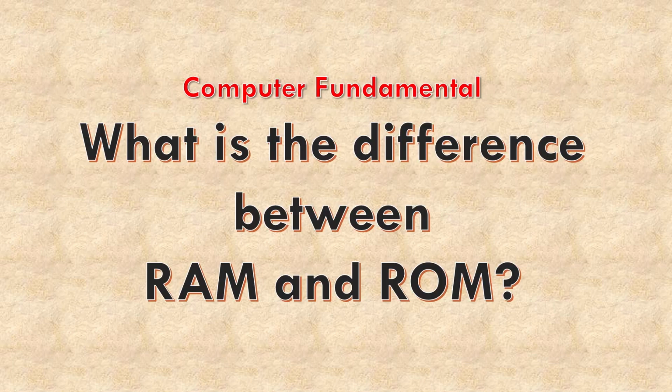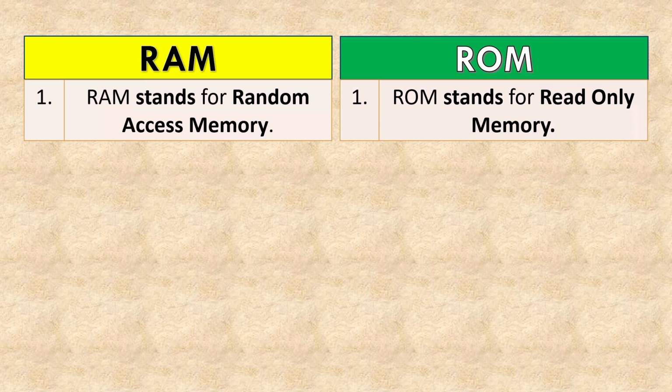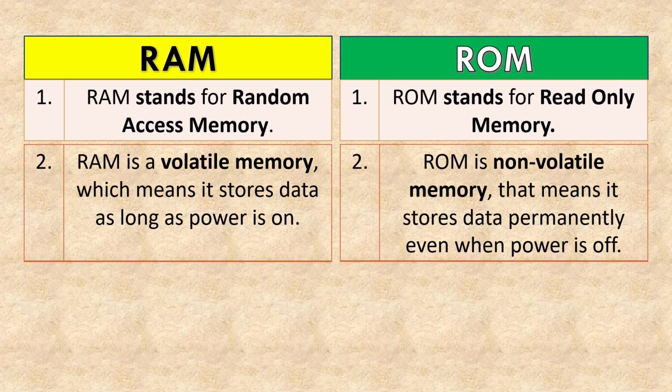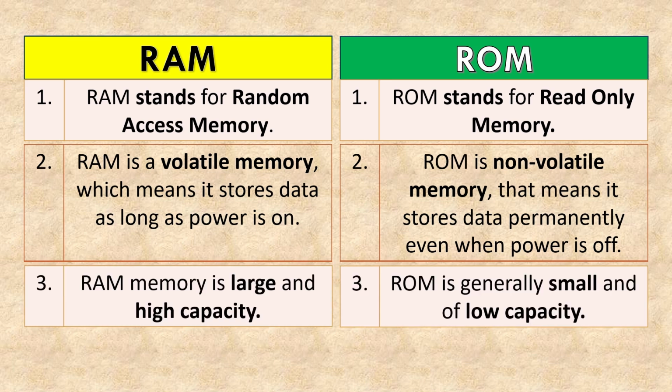Fourth, what is the difference between RAM and ROM? RAM stands for random access memory. ROM stands for read-only memory. RAM is a volatile memory, which means it stores data as long as power is on. ROM is non-volatile memory, that means it stores data permanently even when power is off. RAM memory is large and high capacity. ROM is generally small and of low capacity.